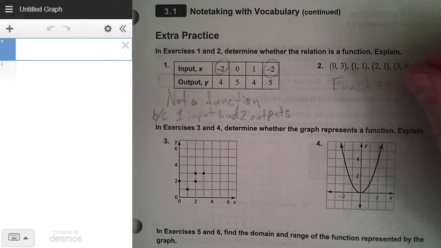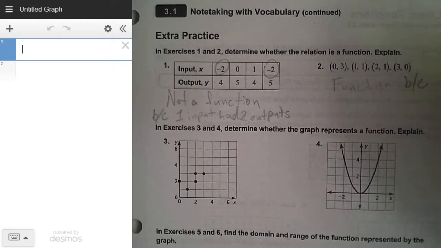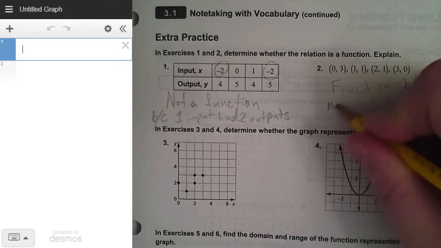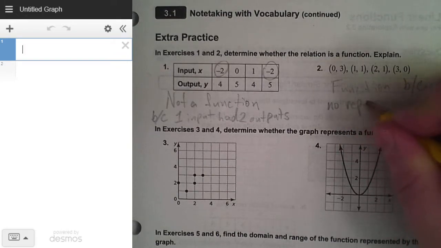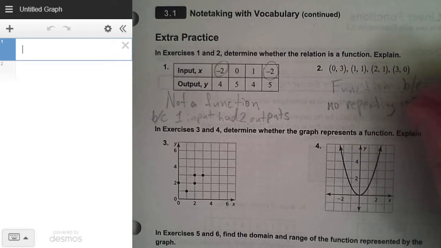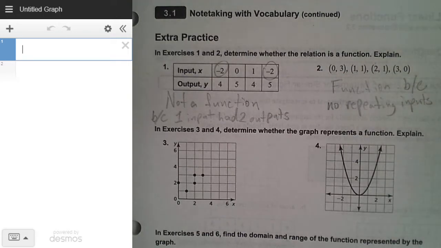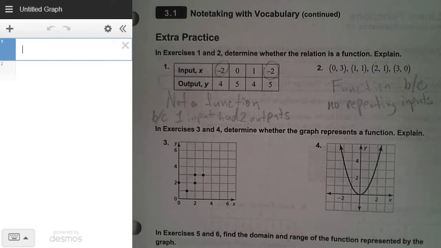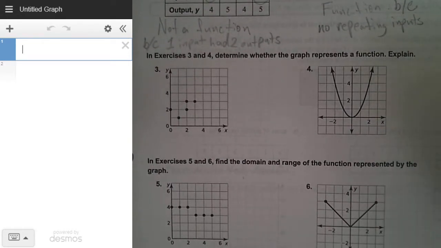And then we can say because no repeating inputs. Okay, no repeating inputs. Looking at 3 and 4.